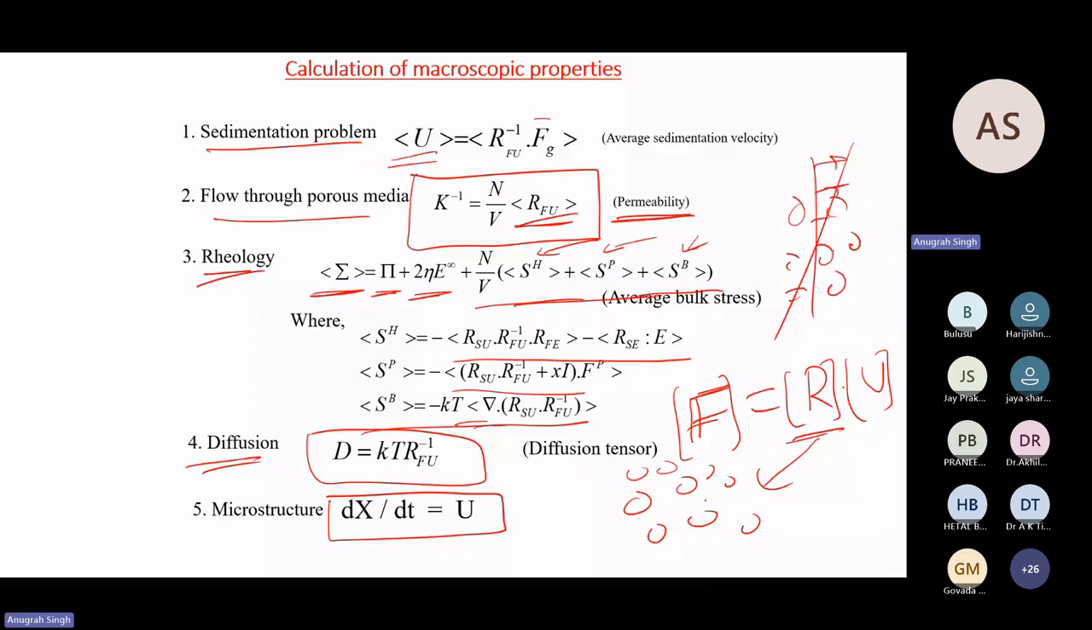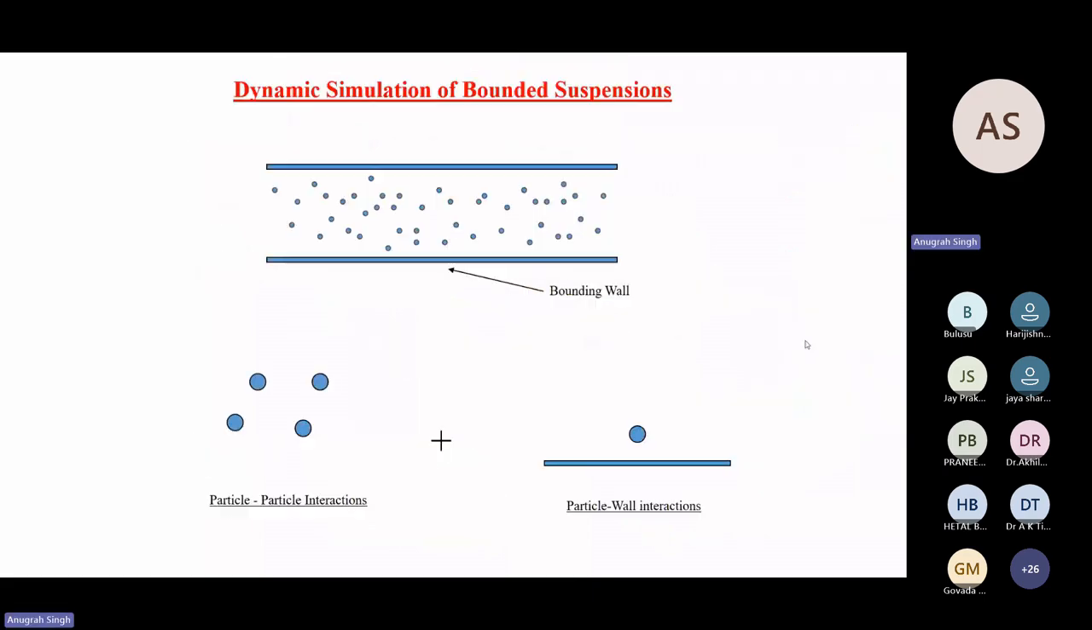Then you can calculate this RF, right? Most of the problem you have is bounded, right? That means you have flow in some tube, channel, and so on. The only thing you have to do, in addition, we know how to calculate this, okay, R for this.